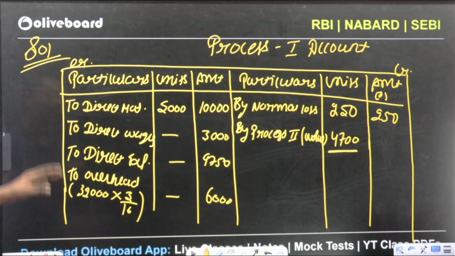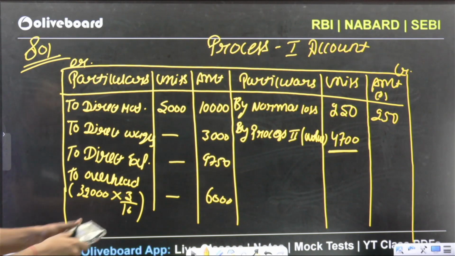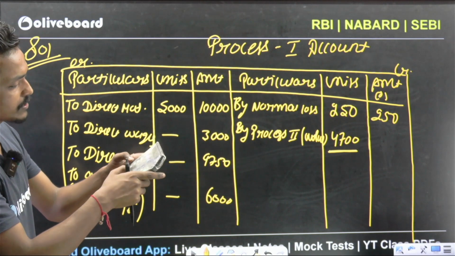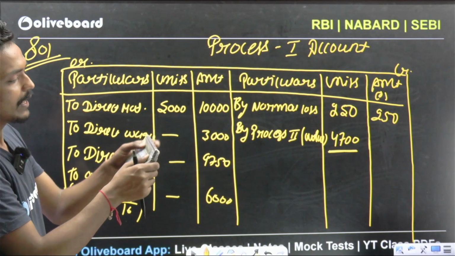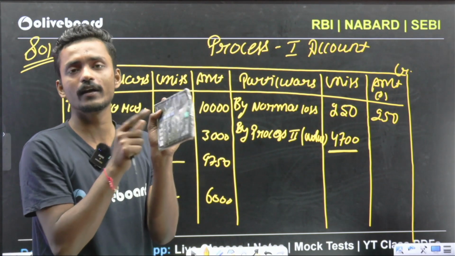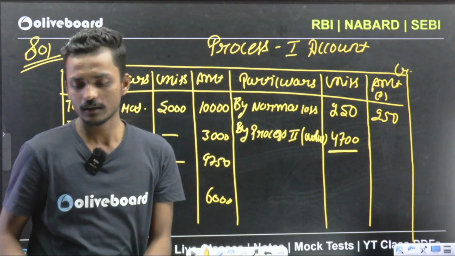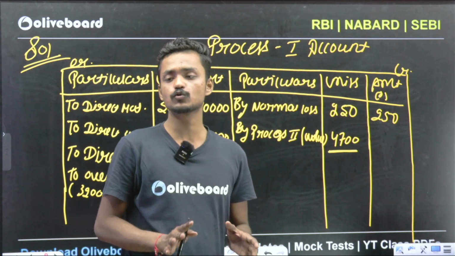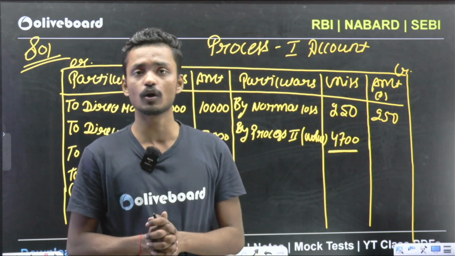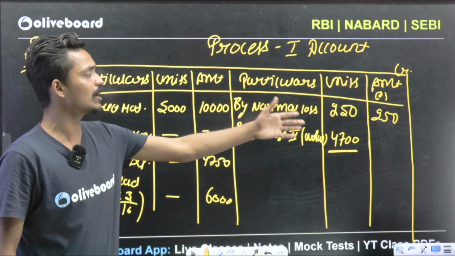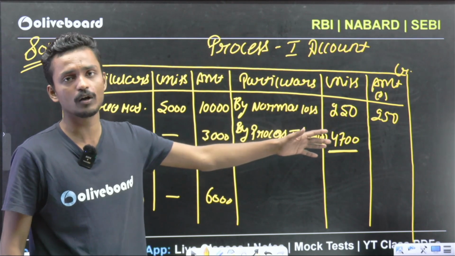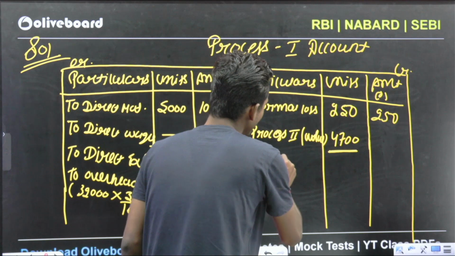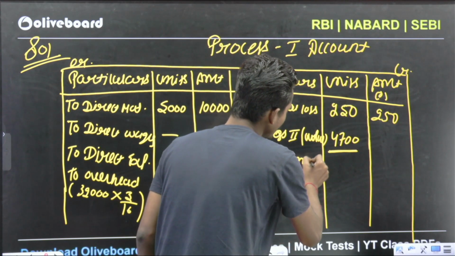Now you can see here, 5,000 is my input and 4,700 is my output. In relation to that, I have 300 units of loss. But we know very well only 5% is the normal loss. So the remaining portion of the units that we have lost is the abnormal loss.